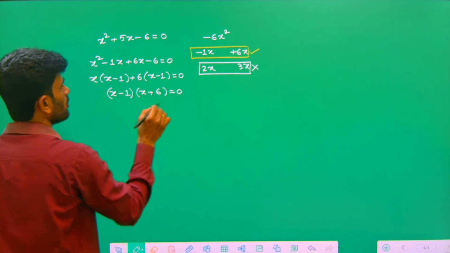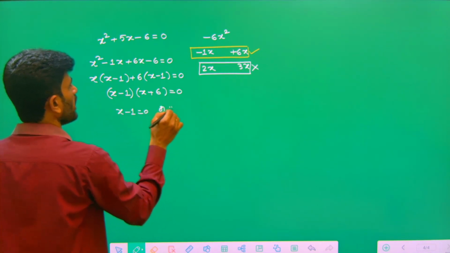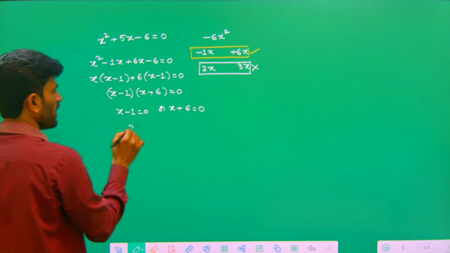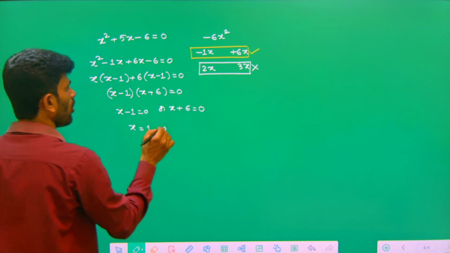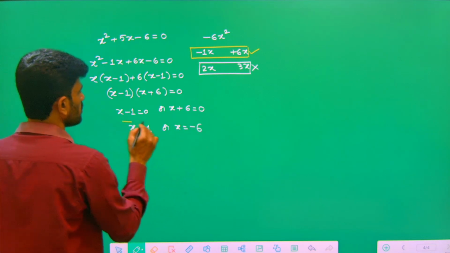Is equal to 0. Now x minus 1 is equal to 0 or x plus 6 is equal to 0. So by this, x is equal to 1 or x is equal to minus 6. These are the roots.